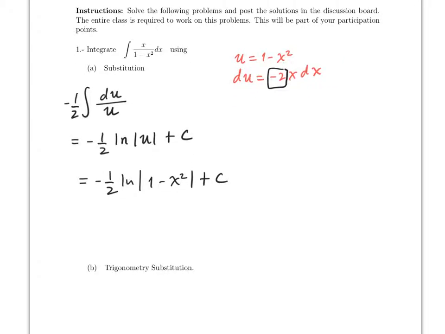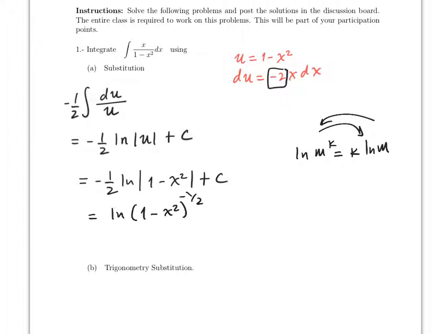Now this is good enough for an answer, but if you use the properties of logs, remember that ln of m to the k is the same thing as k ln m. So you can go from here to here, or from here to here. So we use that. This is the same thing as ln of 1 minus x squared to the negative 1/2 plus c, which is the same thing as 1 over the square root of 1 minus x squared, and ln of the whole thing plus c.